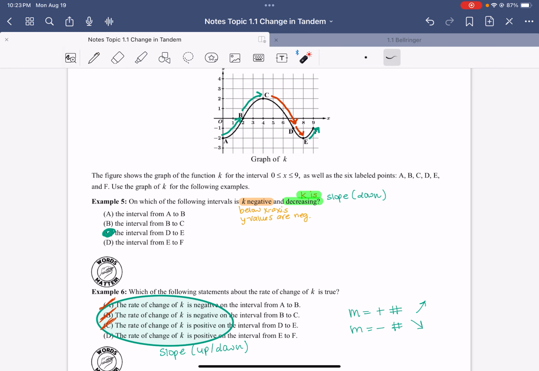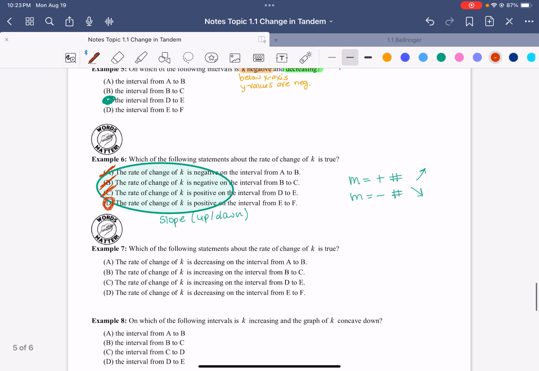Okay. Lastly, we have E to F. We said it was going up, and they also said the rate of change is positive, which means that it's going up. So D would be the correct answer there.